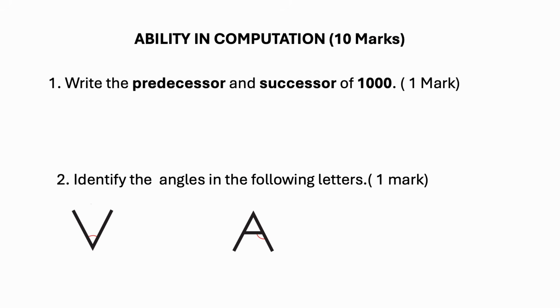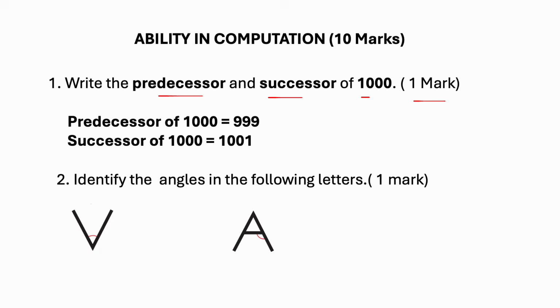Next one, write the predecessor and successor of 1000. This is a 1 mark question. What do you mean by predecessor of a number? The predecessor of a number is the number that comes just before it. So, what is the predecessor of 1000? It is 999. It comes just before 1000. Predecessor is equal to number minus 1.